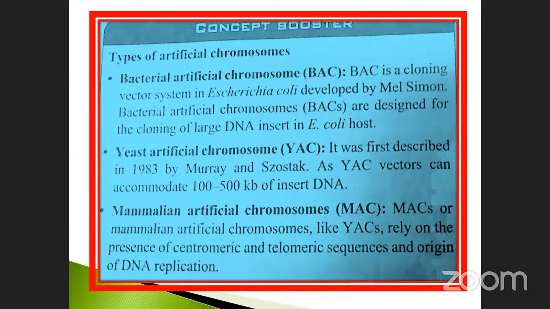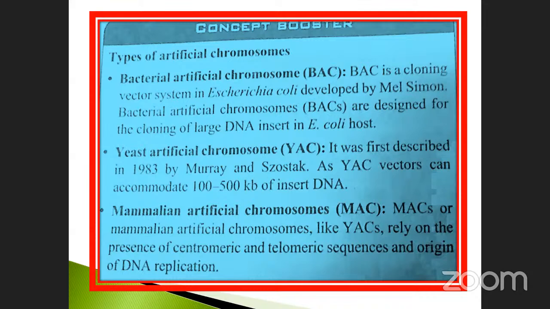Okay, and the last one is called a mammalian artificial chromosome, simply called MAC. The MACs, or mammalian artificial chromosomes, like YACs, rely on the presence of centromeric and telomeric sequences and an origin of DNA replication. So these are the types of artificial chromosomes.